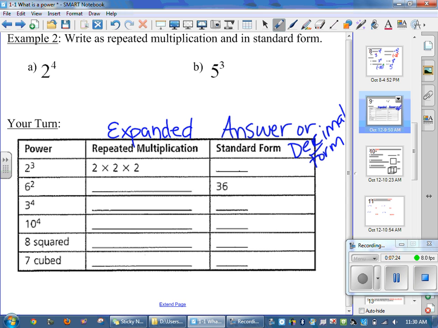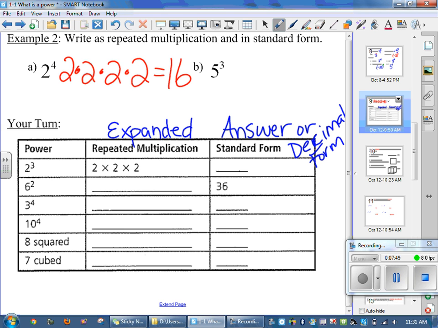So on letter A up here in example 2, how am I going to write 2 to the 4th power? I want to have it repeated multiplication and the answer. What am I going to write for the first one? 2 times 2 times 2 times 2. And it equals 16. Perfect. Absolutely.